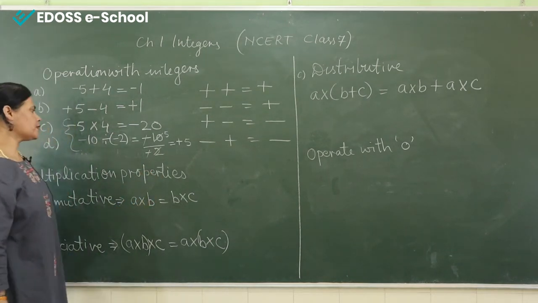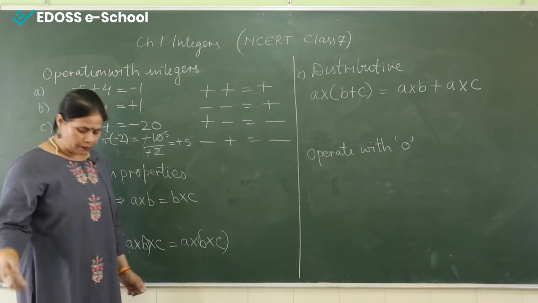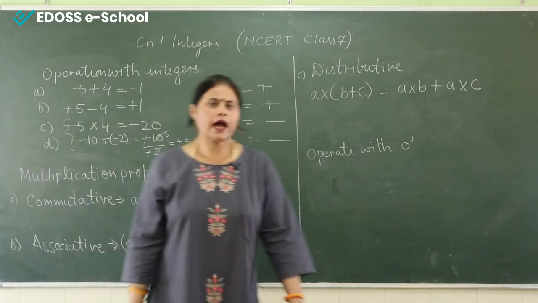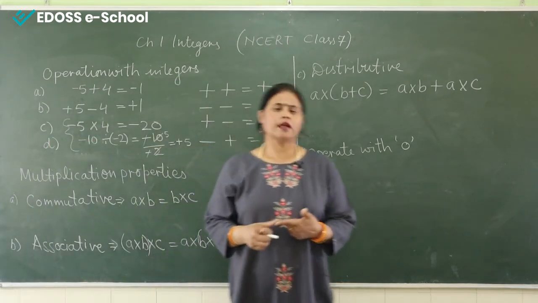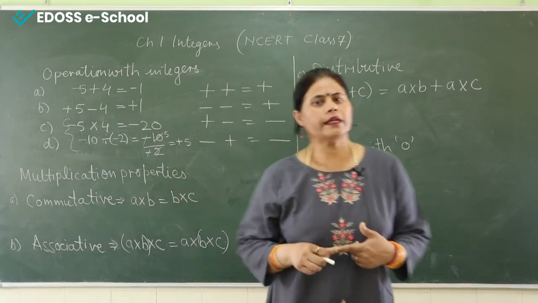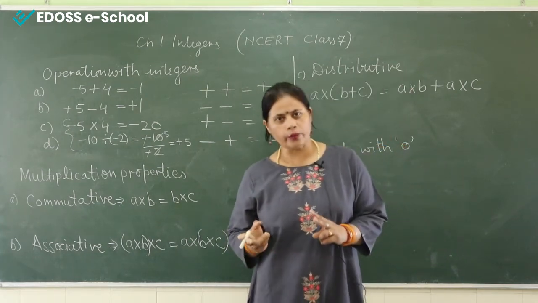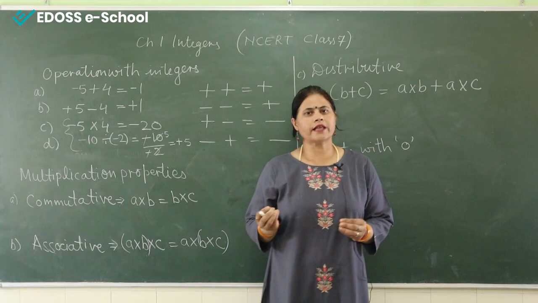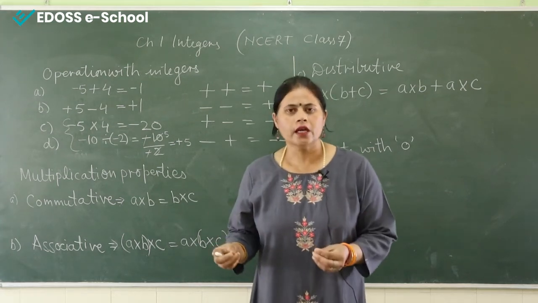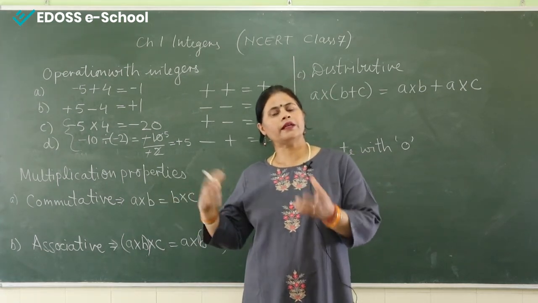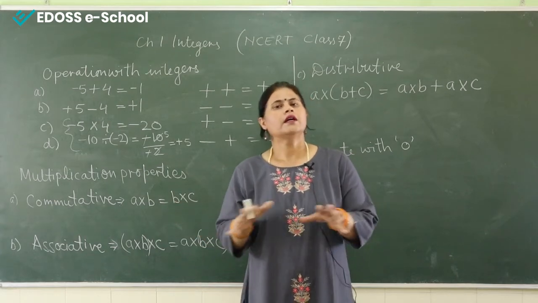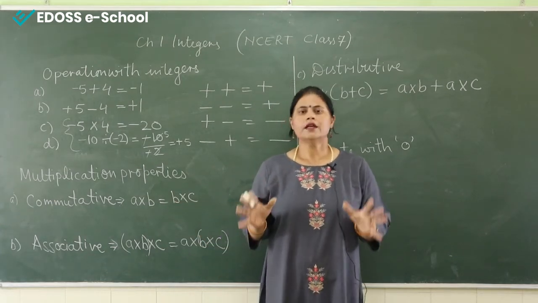Now come to the next, multiplication properties. In the multiplication properties we have three properties. Number one is the commutative property. In that property we have to multiply two integers. For example, if I gave you 2 multiplied by 3, then in the next one we multiply 3 multiplied by 2, so we have the same numbers and the same answers.